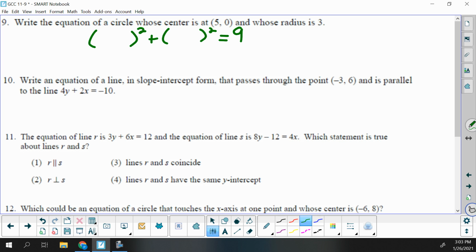In our parentheses, we always have the opposite signs of our center. So we do x and then the opposite sign, minus 5. And we'll have y minus 0. So this would be correct, what we have written here. But on a multiple choice question, they're not going to have it written as y minus 0, because y minus 0 is just y. So they'll have it written as y squared there. So either of those would be full credit answers, but the bottom one, if it was a multiple choice, is how you would see it written.